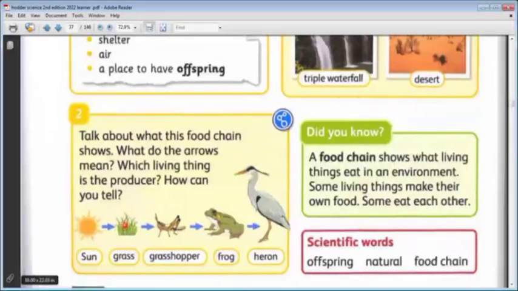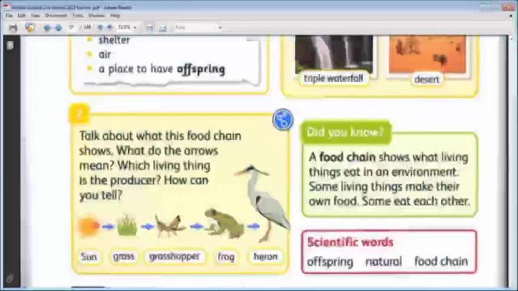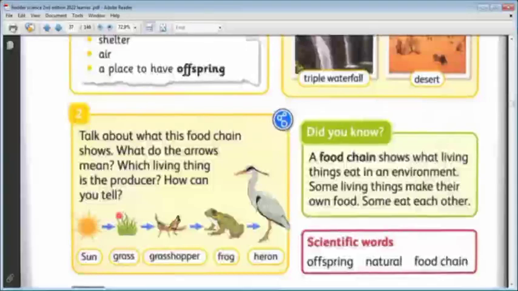Here, the grass uses the sunlight to make its own food. Okay? And this grasshopper comes and eats the grass. After the grasshopper eats the grass, the frog comes and eats the grasshopper. After the frog eats the grasshopper, the heron comes and eats the frog. This is called a food chain.